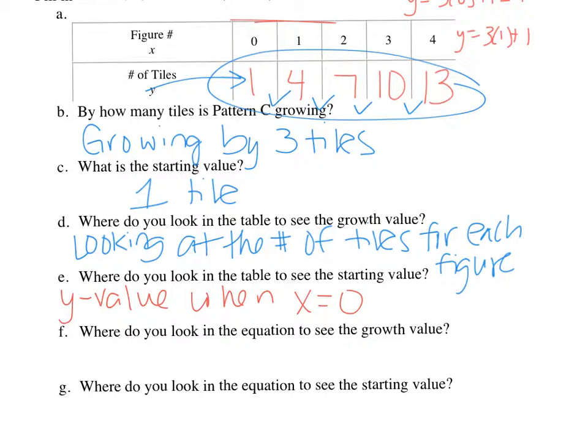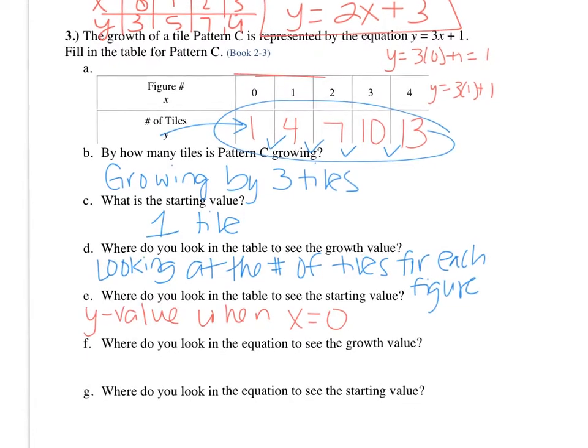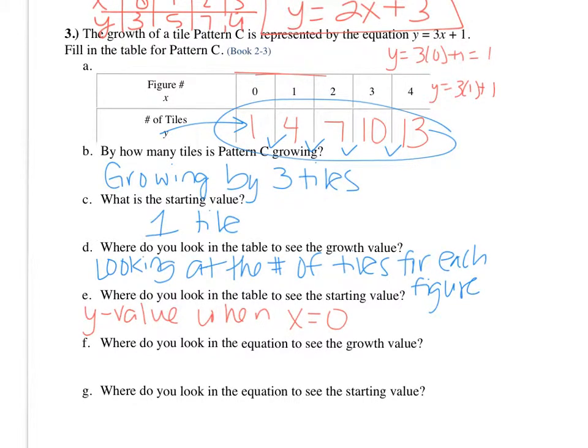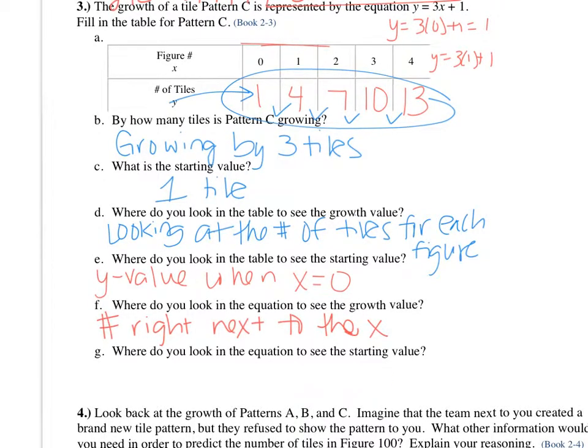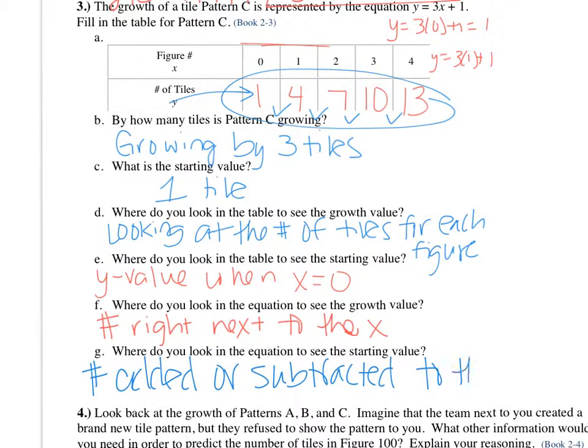So where in the equation do we look to see the growth value? If I go back to my equation, we have y equals 3x plus 1. So our growth value was 3. So that's going to be the number right next to the x. Where do you look to see the starting value? That is going to be the number that's added or subtracted to the x value.